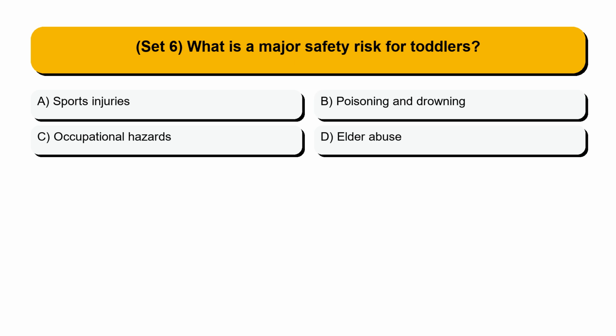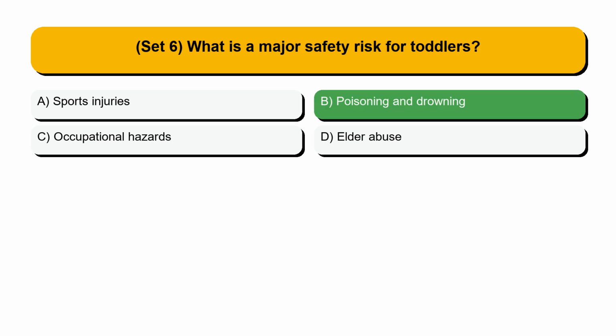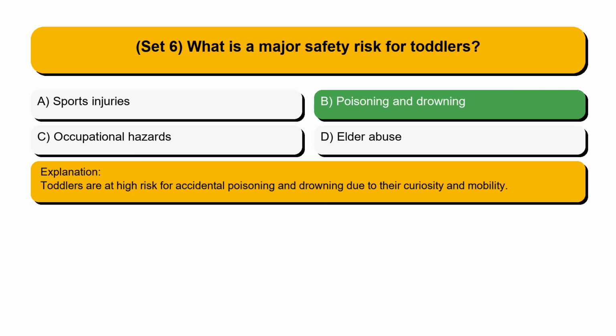Question 6. Set 6. What is a major safety risk for toddlers? Option A is sports injuries. Option B, poisoning and drowning. Option C, occupational hazards. Option D, elder abuse. The correct answer is option B, poisoning and drowning. Toddlers are at high risk for accidental poisoning and drowning due to their curiosity and mobility.